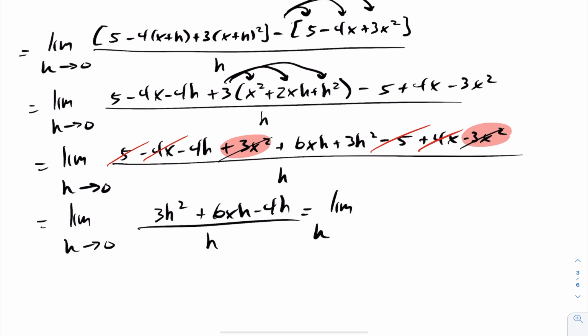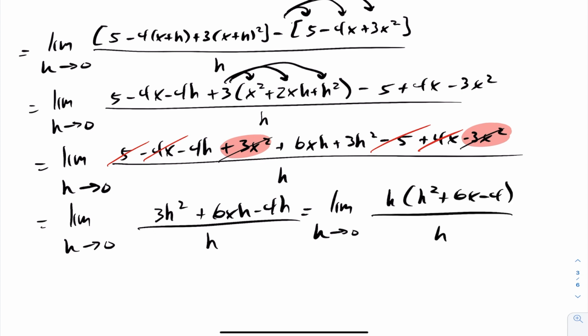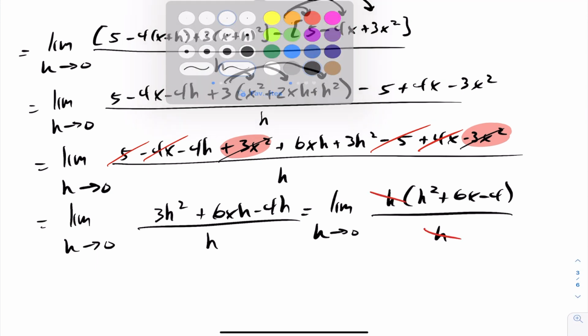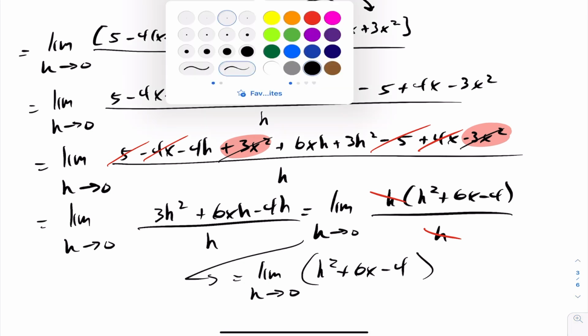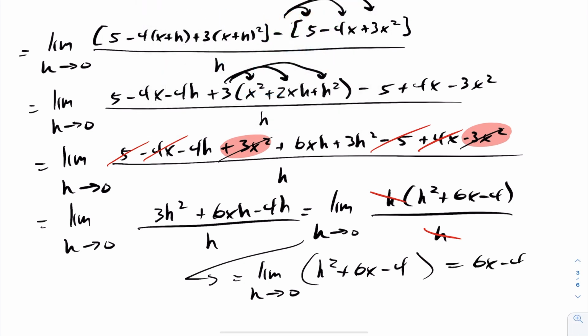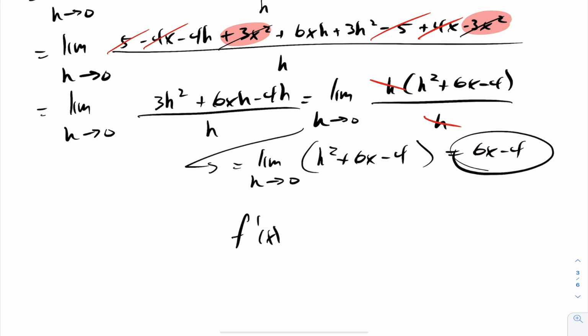So now I can go ahead and factor h out of the numerator, giving me h times 3h plus 6x minus 4 over h. And now we're taking the limit as h goes to 0, so those will cancel off. And when that starts to happen, you know that you're doing this right. And I end up getting 3h plus 6x minus 4. Take the limit of this polynomial as h goes to 0, in which case we get 6x minus 4. So that means that f prime at x is going to be 6x minus 4.